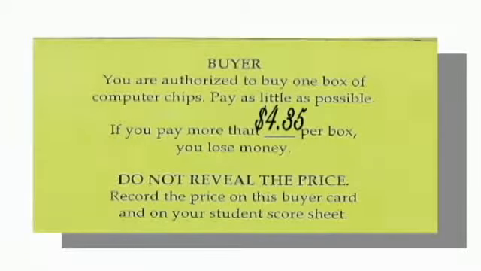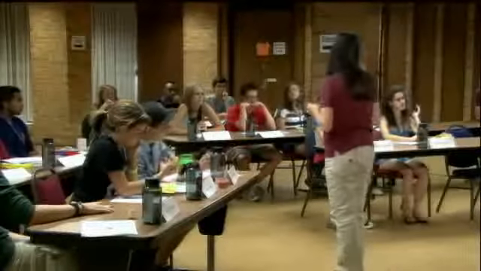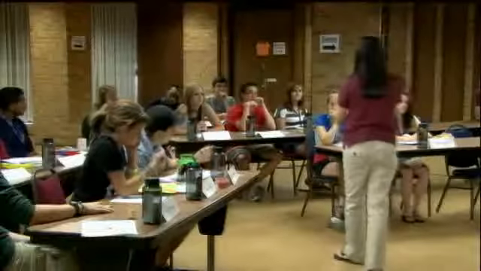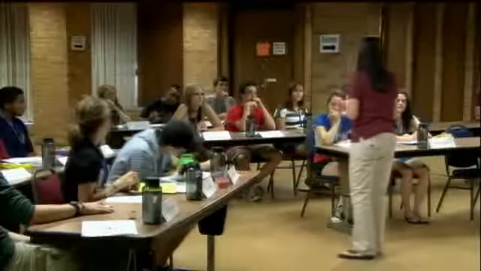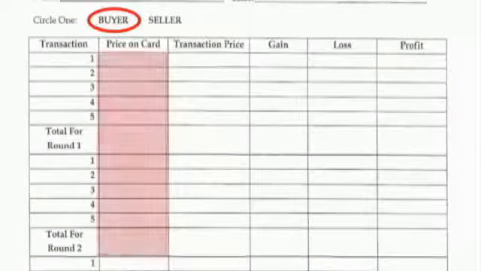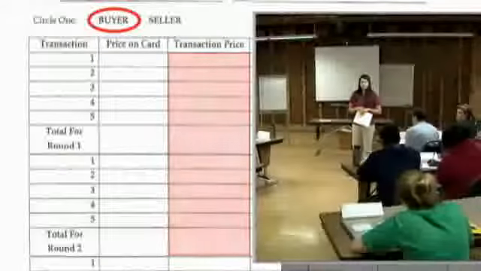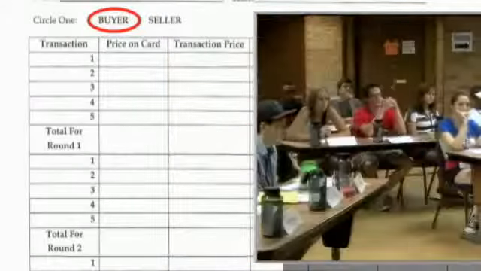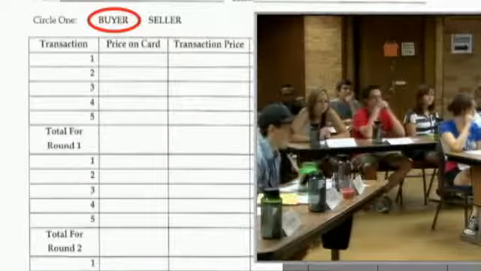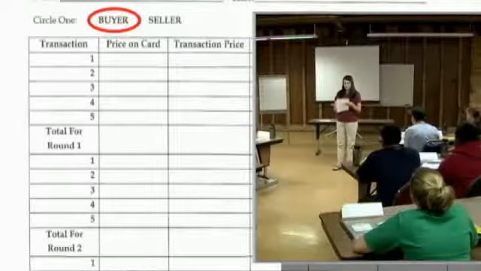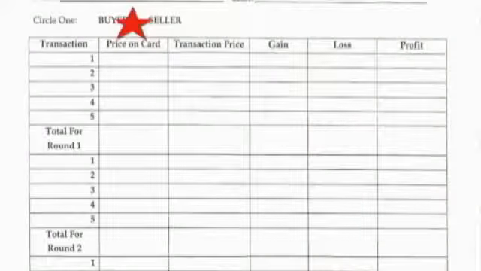So what kind of price do you want to try to get in an exchange? The lowest price possible. Any price lower than what's on your card. Buyers then, looking at your score sheet, which column do you want to be a greater number? The price on your card or your transaction price? The price on your card. You want the price on your card to be the higher price. So put a star above, only buyers, above price on card.